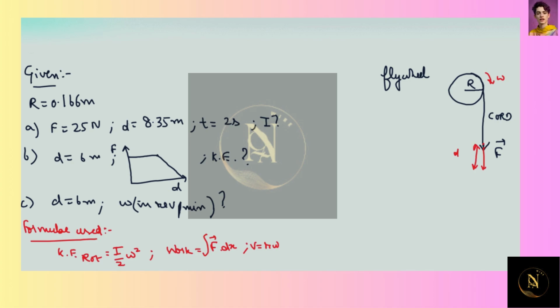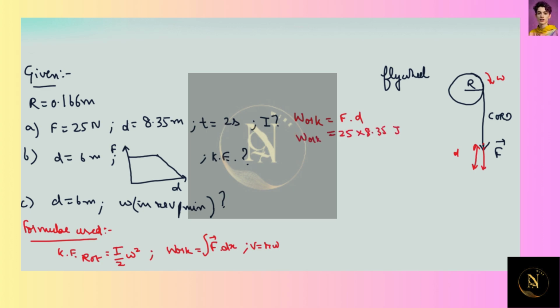First we will find the moment of inertia for part A, then we will go to parts B and C. Here we have three formulas. Kinetic energy due to rotational motion equals half I omega square, v equals R omega, and work done is the integral of the force with respect to distance. In the first case the force is constant, so work done equals F dot distance, which is 25 times 8.35.